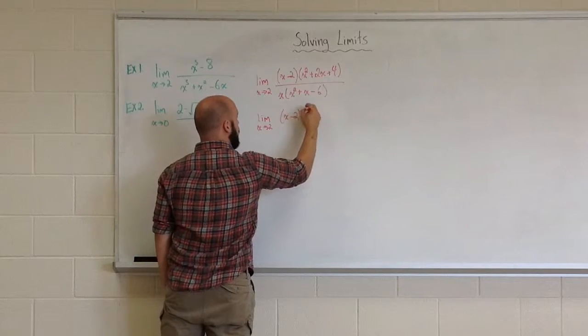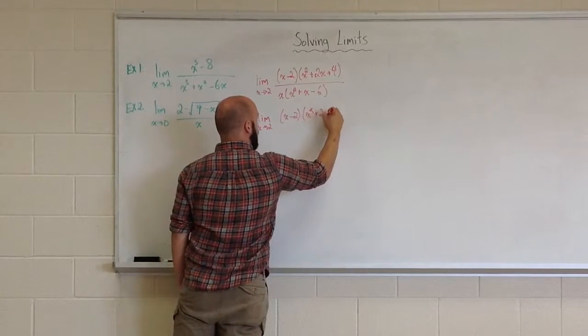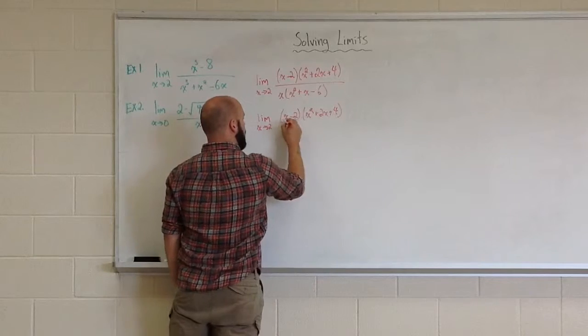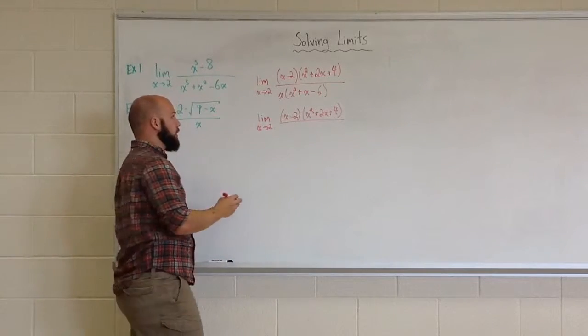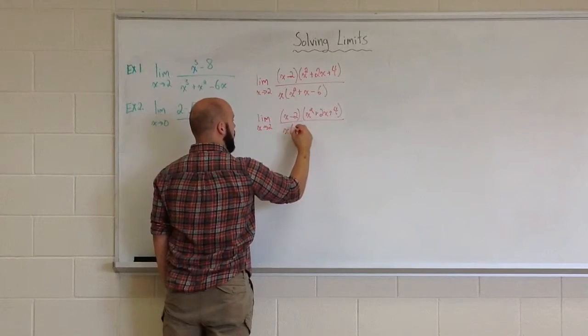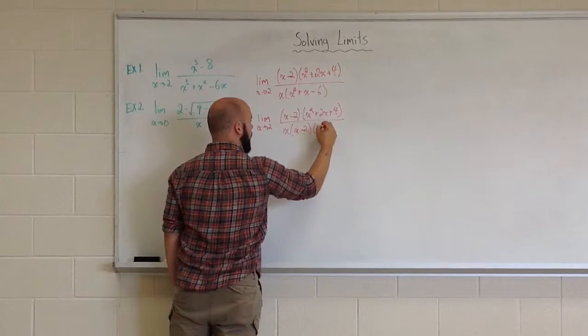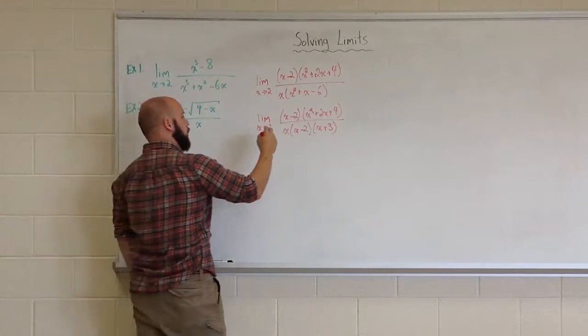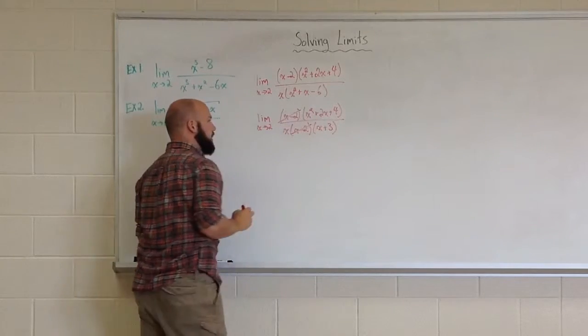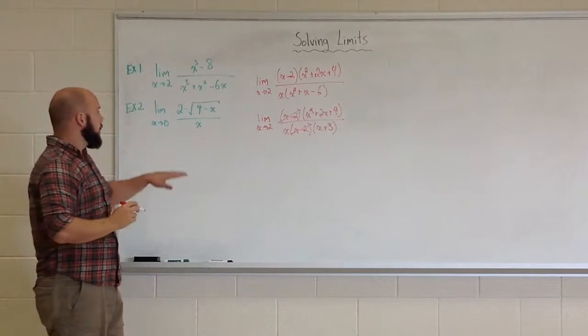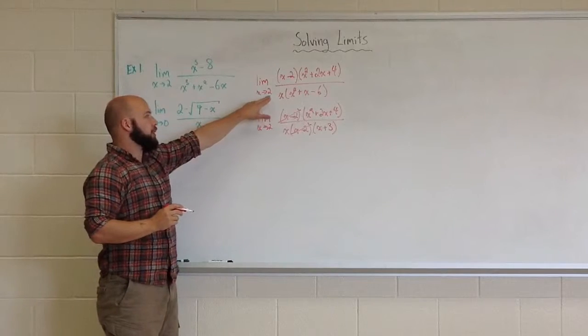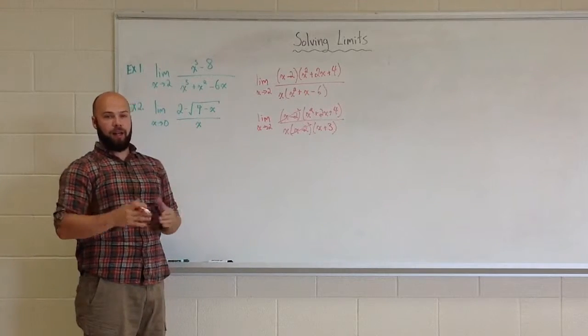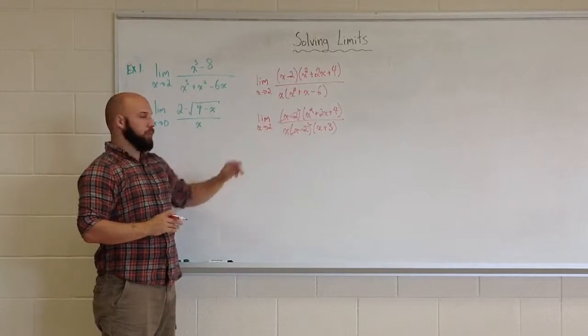x minus 2 and x squared plus 2x plus 4 can't be simplified on the numerator any further. Then we have x minus 2 and x plus 3 in the denominator. What we've now done is we can cross out one of these terms from the numerator and denominator. This will allow this 2 to be plugged in and not get 0 in the denominator and numerator.